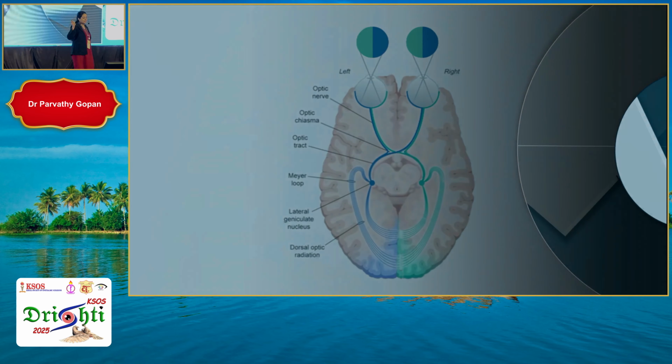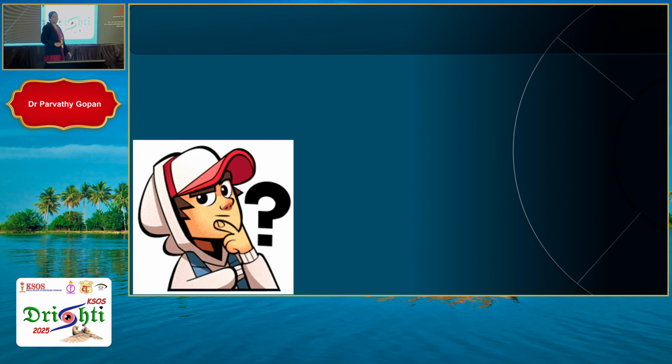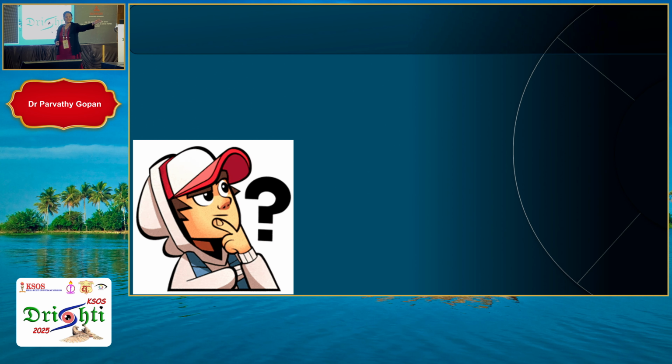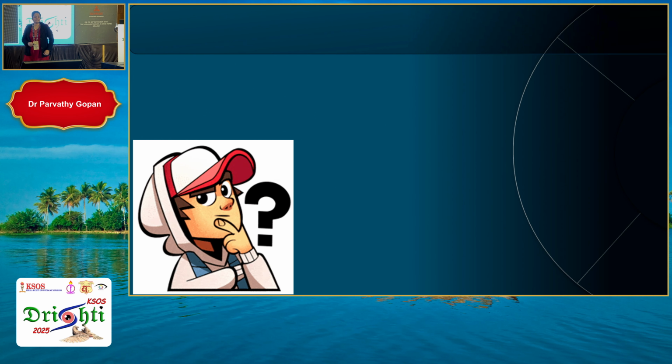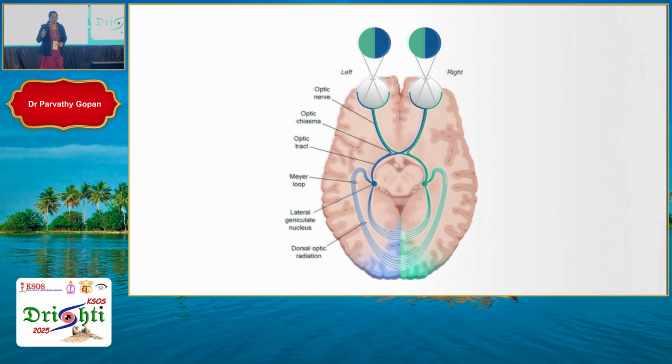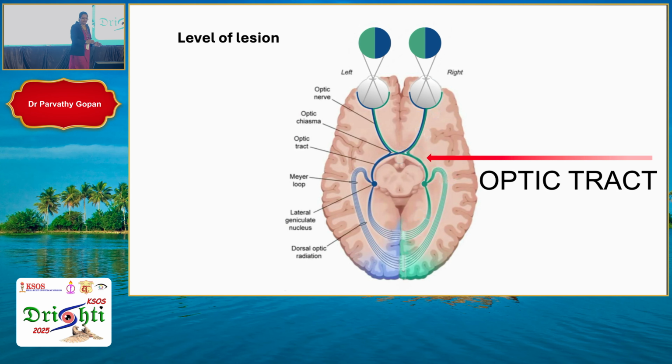So, from this, where do you think our lesion is? Anyone? Yes, it is a right optic tract. Two things to keep in mind: in any lesion happening after the chiasm, the left goes left and right goes right. And any lesion beyond the chiasm will produce a contralateral visual field defect.